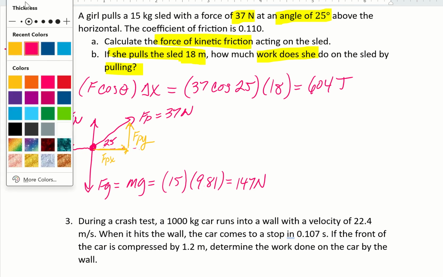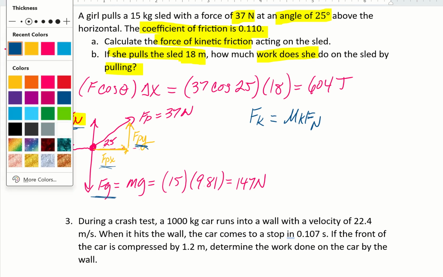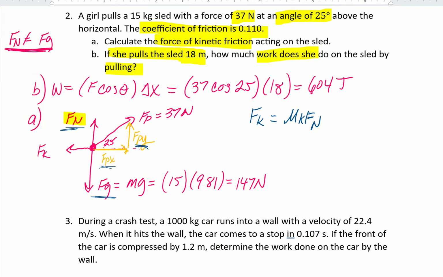Now I'm only being asked to find the frictional force, okay? And if you recall, the formula for friction, Fk equals coefficient of friction times the normal force. In order to find the normal force, all I need is Fg and Fpy. So I don't even need to do Fpx right now. I know the coefficient of friction, it's given to me. So all I need to do is find the normal force. And we can do that by reasoning through our free body diagram.